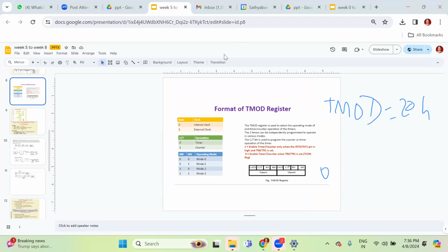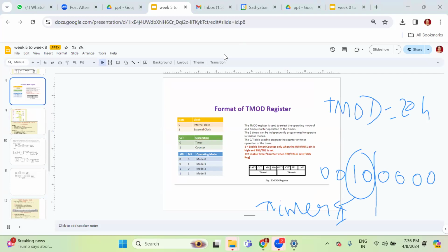20H is 0 0 1 0 0 0 0 0. So you always remember, with this bit pattern, the 1 0 is selecting what register? Timer 1. I'm selecting timer 1. 1 0 denotes that timer 1 mode 2 operation is selected. Can you understand? I have to substitute the value and check. That's why, while you are studying, you have to know the format of the TMOD register.